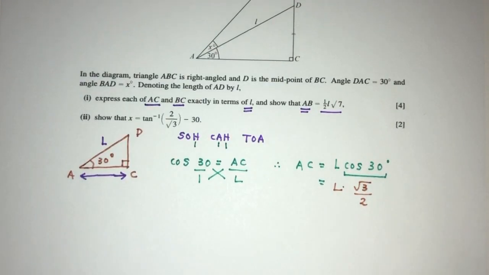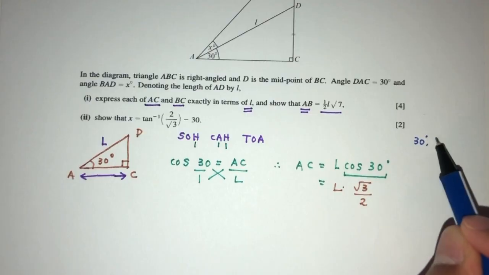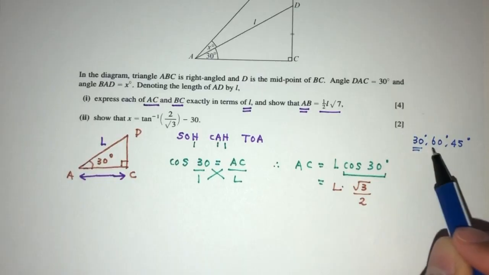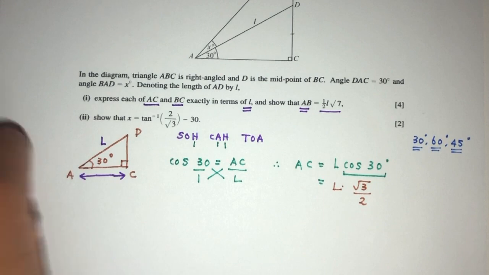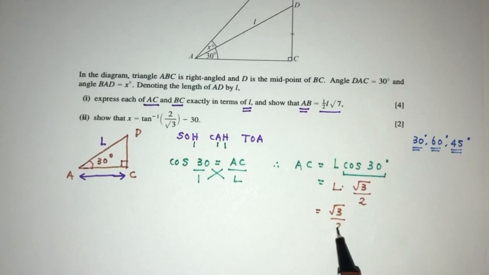Now I will also show you guys when the time comes, there will be another method we can use to not memorize this. However, the reason why I tell you guys to memorize those values is because it will just save you time. So you guys have to know the exact values for the angles 30, 60, and 45. These are the values that come up the most often where they ask you for the exact values. So for these angles, if you guys can memorize, kudos to you. Now let's move on. Here we have AC as root 3 over 2 times the value of L. That is part 1 of the question.